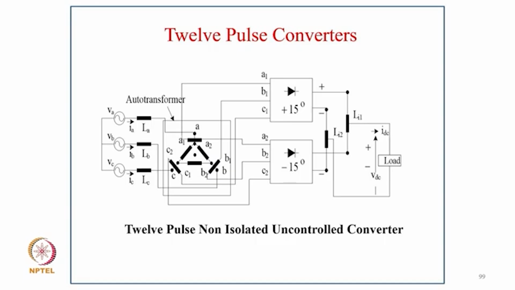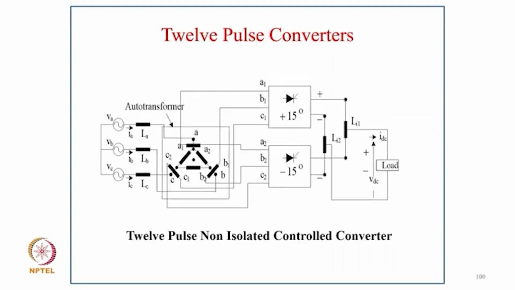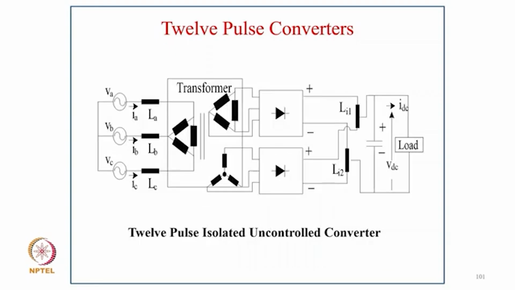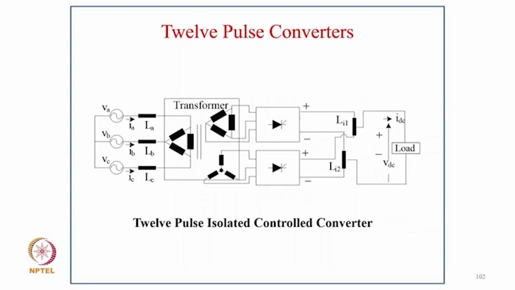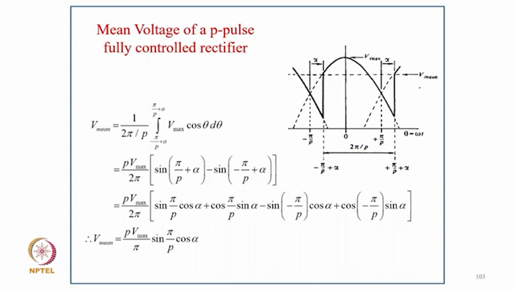This is the 12 pulse converter. Typically the diode rectifier can be, so what we get with the help of auto connection, a phase shift with auto connection, extended auto connection plus minus 15 degrees, and then it gives a 12 pulse non-isolated uncontrolled converter. Of course, the transformer rating is drastically reduced, and this is a 12 pulse non-isolated controlled converter, and this is typically an isolated 12 pulse uncontrolled converter, and this is a 12 pulse isolated controlled converter.